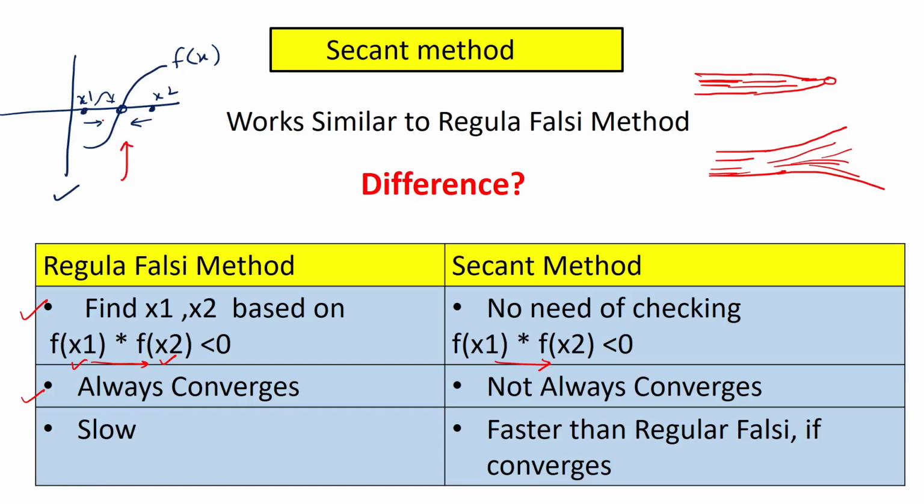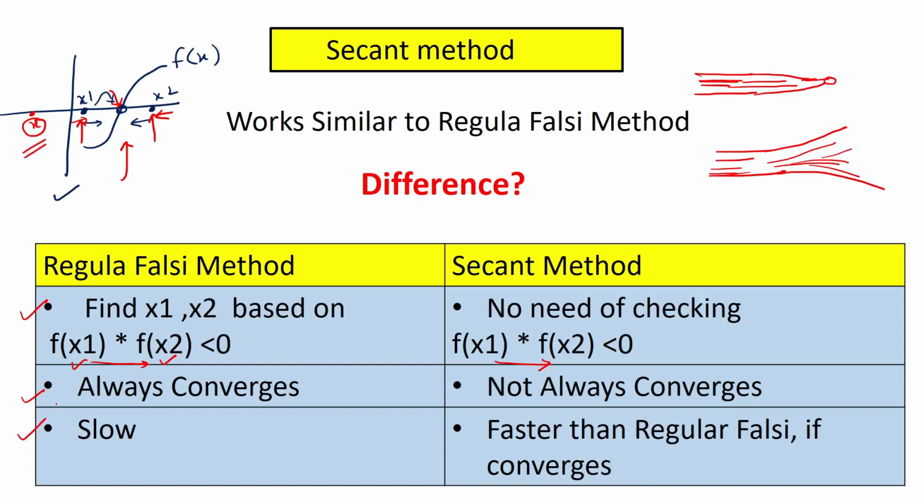But in the secant method, it can happen that in one iteration, our intermediate point will be between x1 and x2. But in the next iteration, it can happen that the root will not lie between x1 and x2. It will, let's say, lie somewhere here. That is, it will not come between x1 and x2. So we will say that our root is diverging from the actual root, or we are getting away from our interval. We are diverging from our interval. So in some cases, the secant method can diverge also.